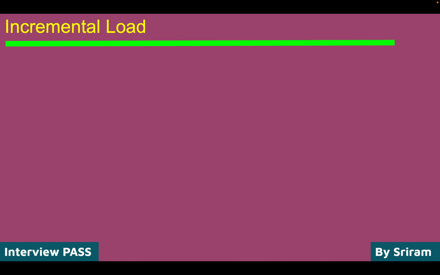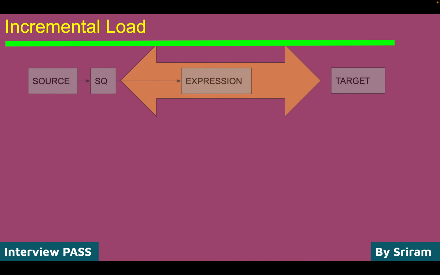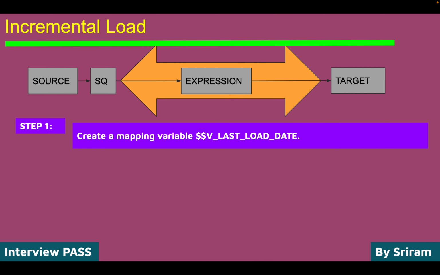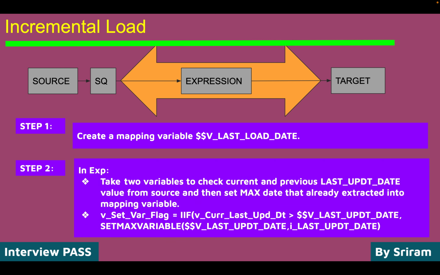What is an incremental load and how to do it? I have a simple mapping here to explain it better: a source qualifier, an expression, and then the target. Let us see the steps. Step 1, I need a mapping variable to store the last load date, the maximum date from today's load of source data. From tomorrow we have to load the data greater than this last update date. That's why we need this in a variable.